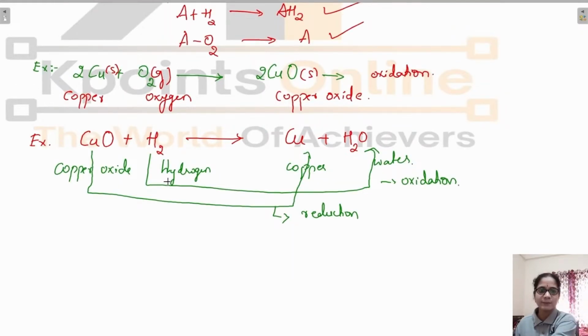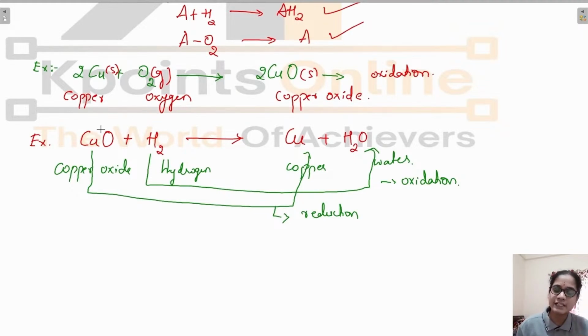You have to note this down. In your examination, if an equation is given and you are asked to find out which element is undergoing reduction and which element is undergoing oxidation, you have to write it. Suppose here, which one is undergoing reduction? Copper oxide. Which one is undergoing oxidation? Hydrogen. Yes. And one more important thing here is that the element or the compound which is reducing another element is called the reducing agent. Okay.